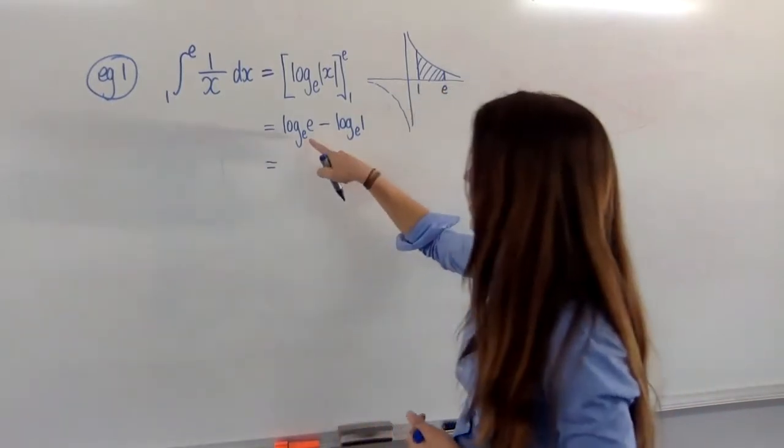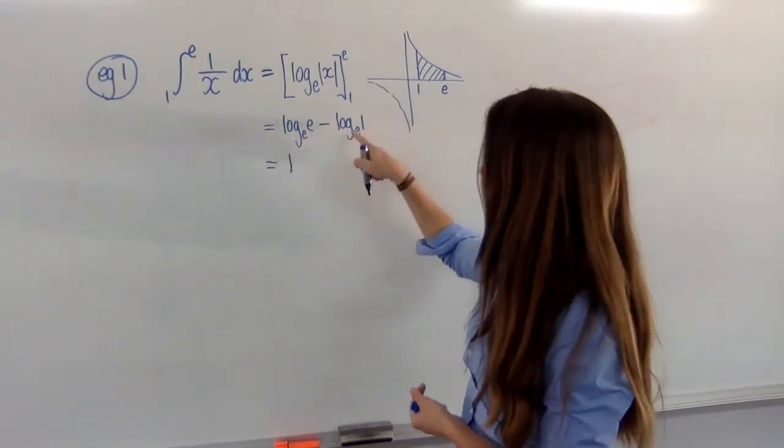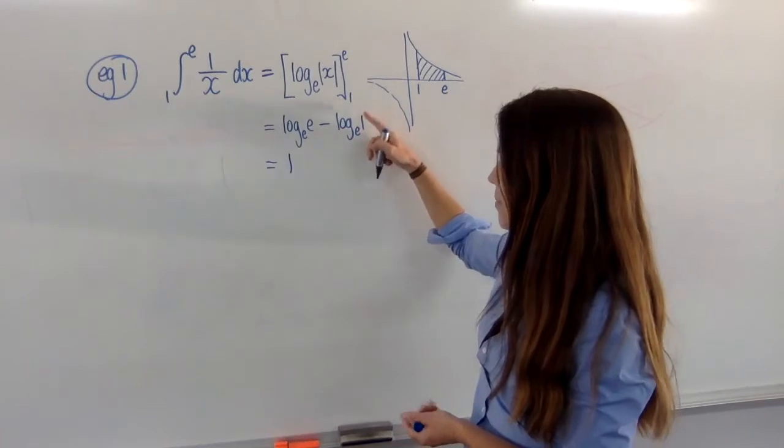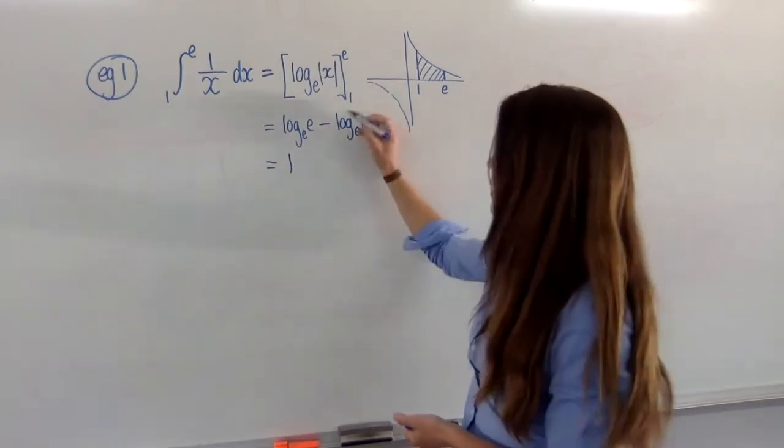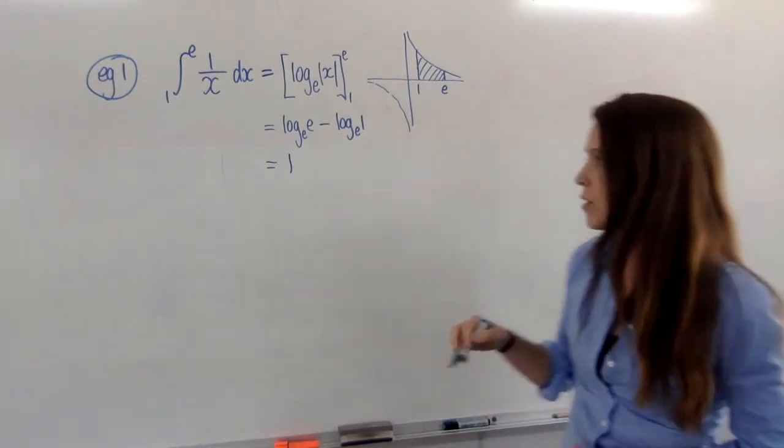Now I can see that e to the power of 1 is e, so this whole part here is 1. And this whole part is e to the power of something is 1, and that's 0 actually. So I've got 1 minus 0, so I'll just stop there and say that's 1.